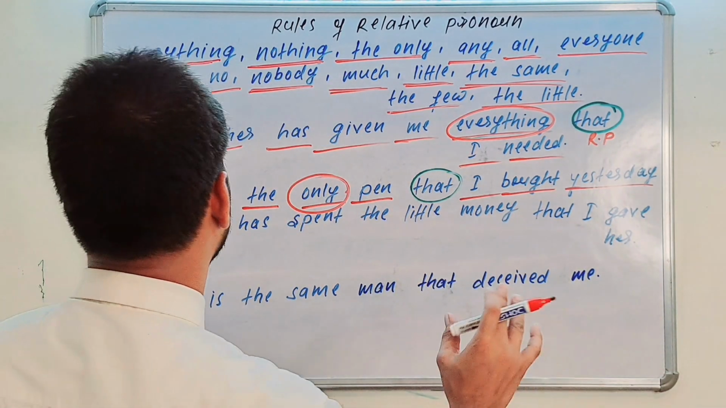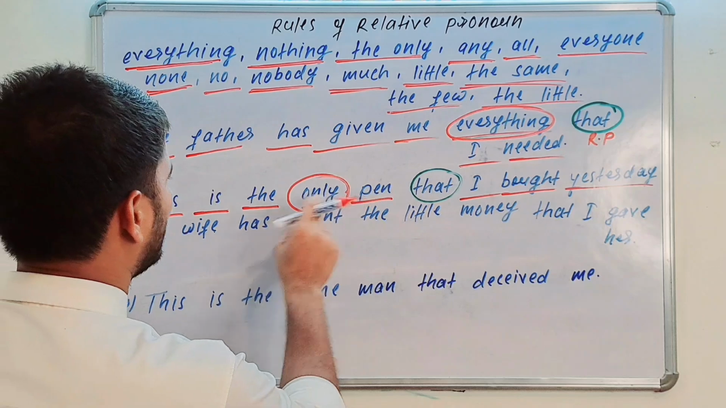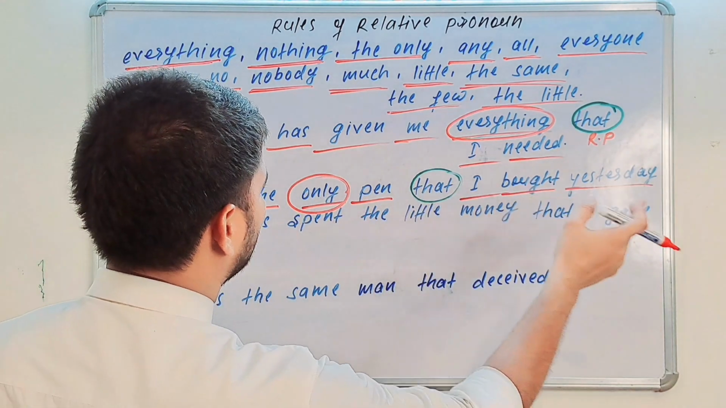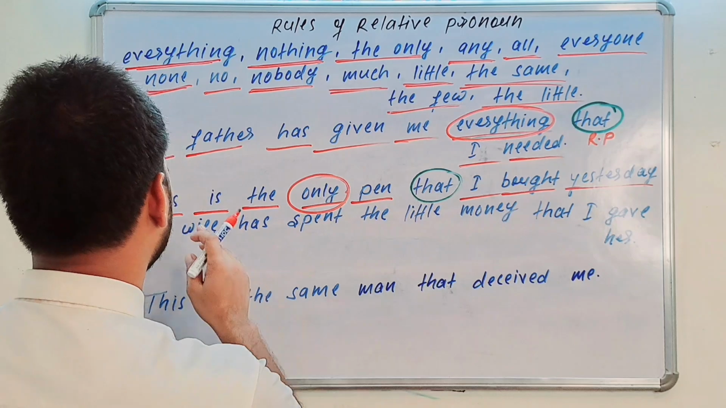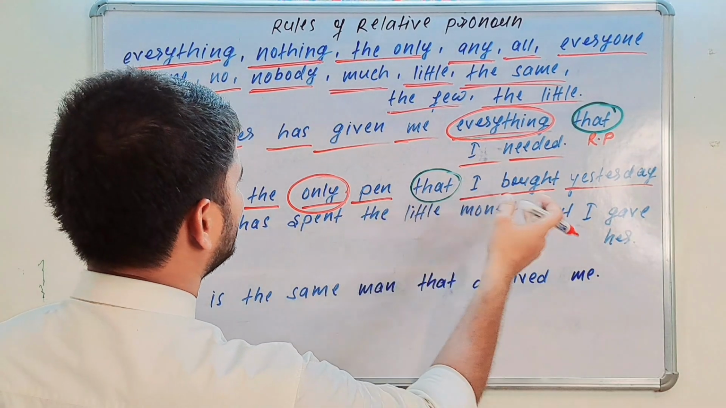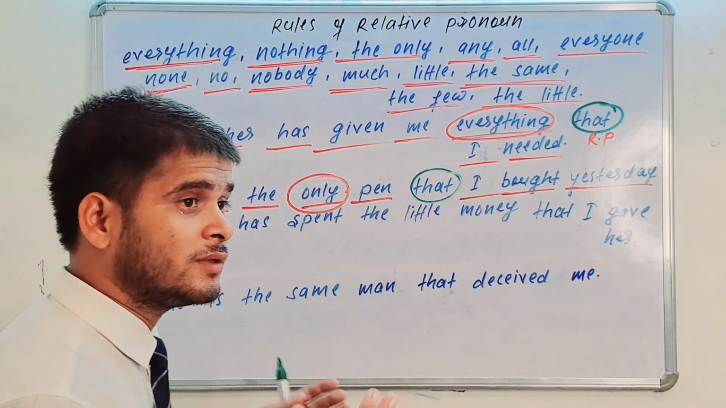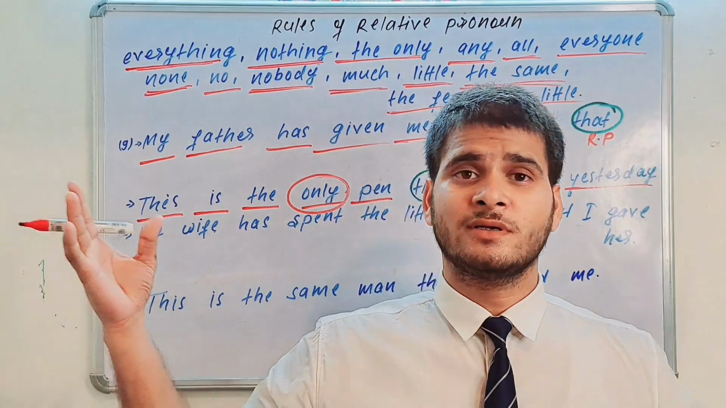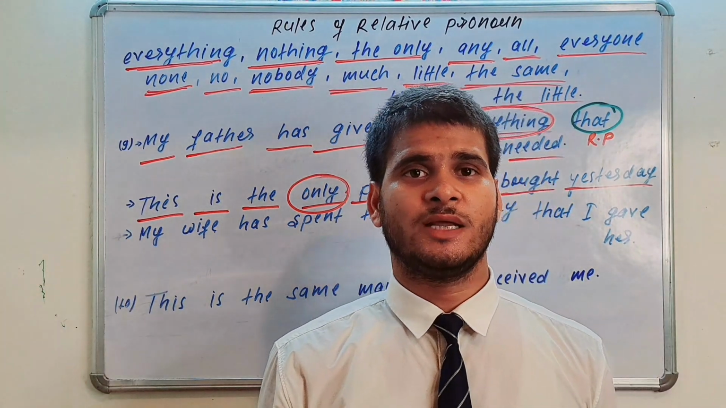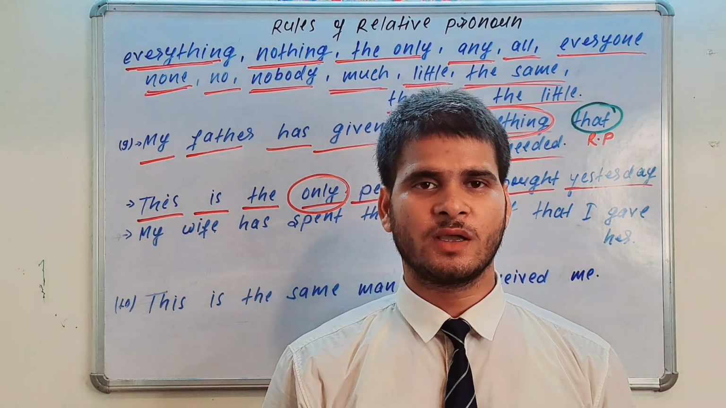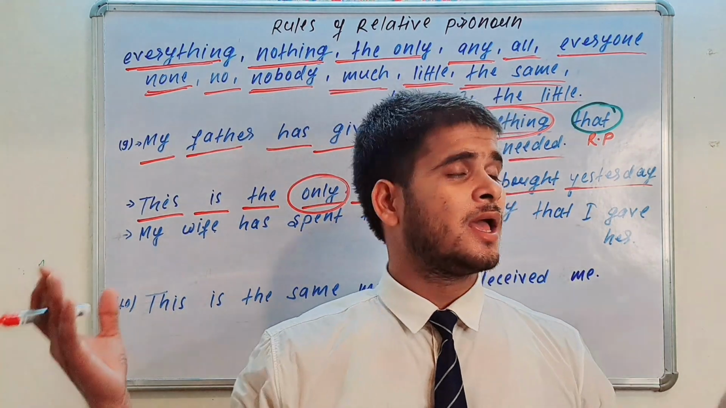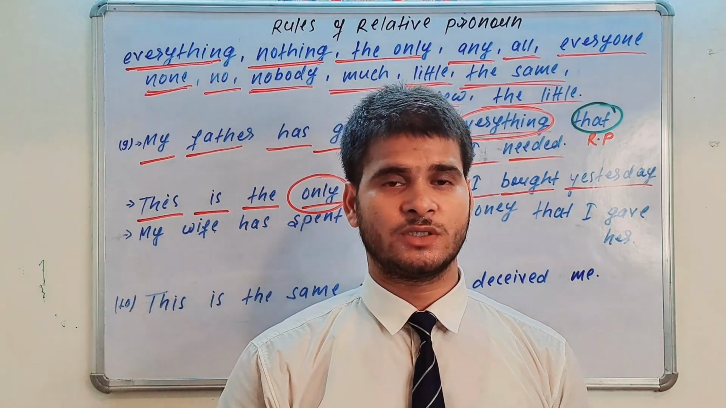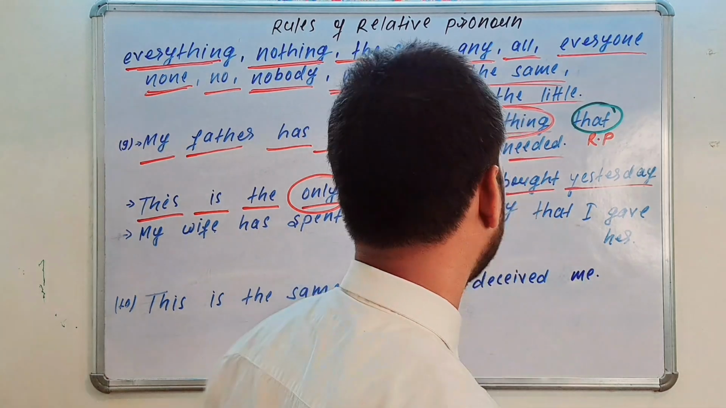Most important rule. This is the only pen that I have bought yesterday. This is the right sentence. But you can't say, this is the only pen which I bought yesterday. Use only that after all these words I have mentioned above. Only use the relative pronoun that after all these words.